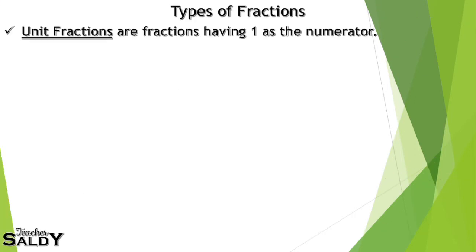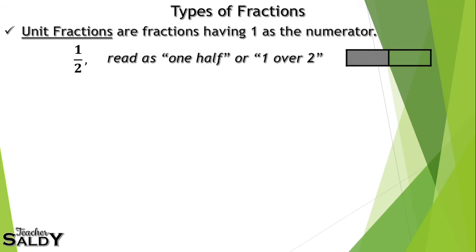We have types of fractions. First one is what we call unit fractions, or these are the fractions having 1 as the numerator. Examples. So we have 1/2. So that is read as 1/2. So 1/2, in a whole, it is divided into 2, and the part that is taken is 1. So that is 1/2.